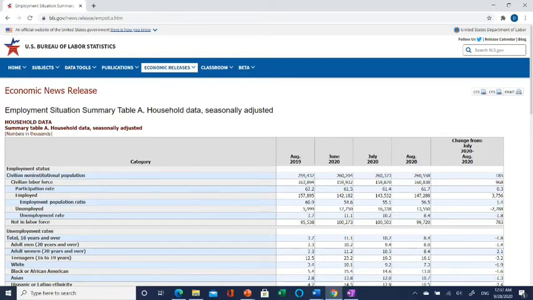As we see here, we have the August 2020 unemployment rate here, as well as the civilian non-institutional population. And also we have the number of people in the civilian labor force, the labor force participation rate. Among those in the labor force, we have the number of people employed, and we have the number of people unemployed. And we also have the number of people not in labor force.